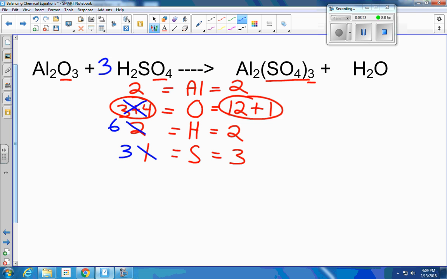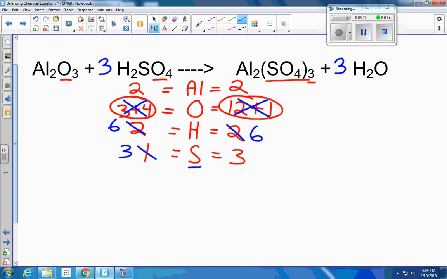Now if I take a look, my sulfur is balanced, but my hydrogen is not. I have 6 hydrogen on the product side. I need 6 hydrogen on the reactant side. So I'm going to multiply by 3. 3 times 2 hydrogen is 6, and we'll total the oxygen later. Now if we look, aluminum is balanced, hydrogen is balanced, sulfur is balanced. So now I need to do the totals for my oxygen.